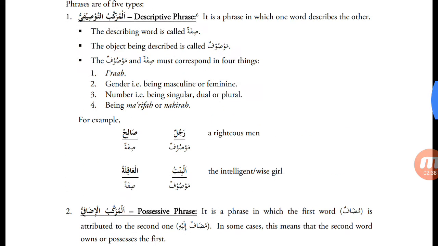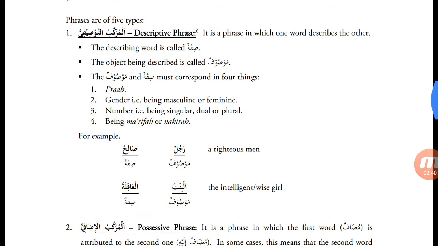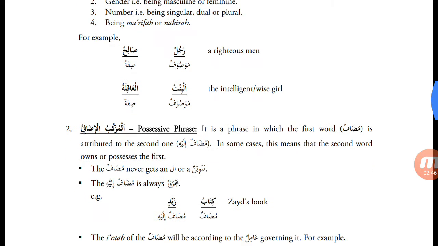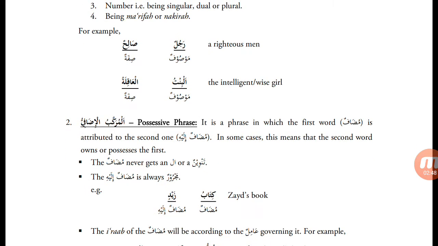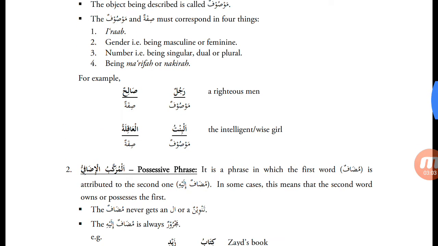And above it's mentioned that the mawsuf and sifa are the same in 4 things. Number 1, i'rab. So let's have a look. Rajulun is marfu'. The sign of rafa is the dhamma that is appearing on the lam. Salihun is also marfu'. The final letter of salihun, the ha, has a dhamma. This is the sign of rafa. So both are marfu'.